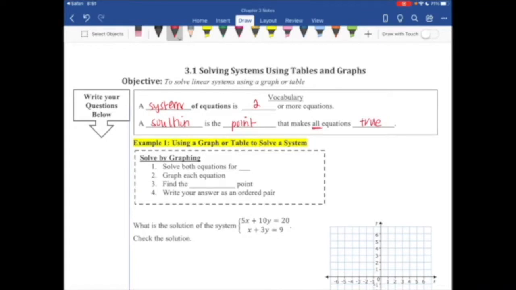If we're going to solve by graphing, then the first thing we need to do is solve both sides for y. That way it's in slope-intercept form. Then we can graph the equation, find the intersecting point, and finish off by writing our answer as an ordered pair.